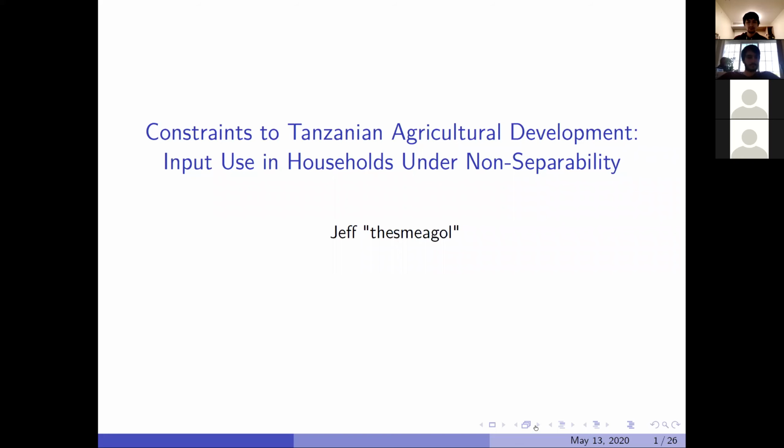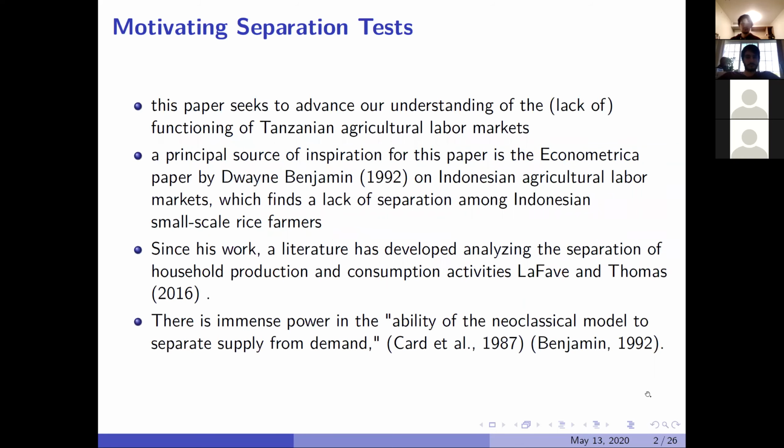All right. So the objective of this paper and the contribution of this paper is to advance our understanding of Tanzanian agricultural labor markets. Agricultural labor markets are a very important subject in developing countries. A large share of the population in developing countries is still employed in subsistence agriculture. This is true in a lot of Africa, Southeast Asia, and Latin America.